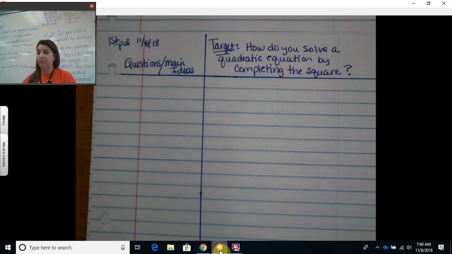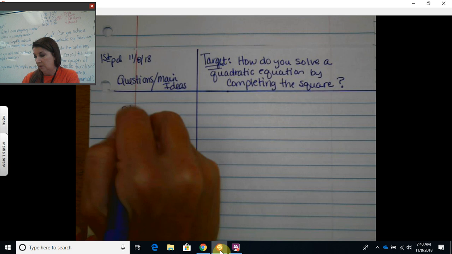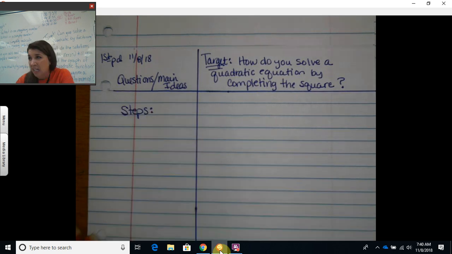All right? Okay, so this is going to be the steps for completing the square. And you want to make sure that you have these and you keep them handy, because it is kind of a long process. And sometimes you're going to get fractions and stuff in your problems, and we just got to work through it. All right?